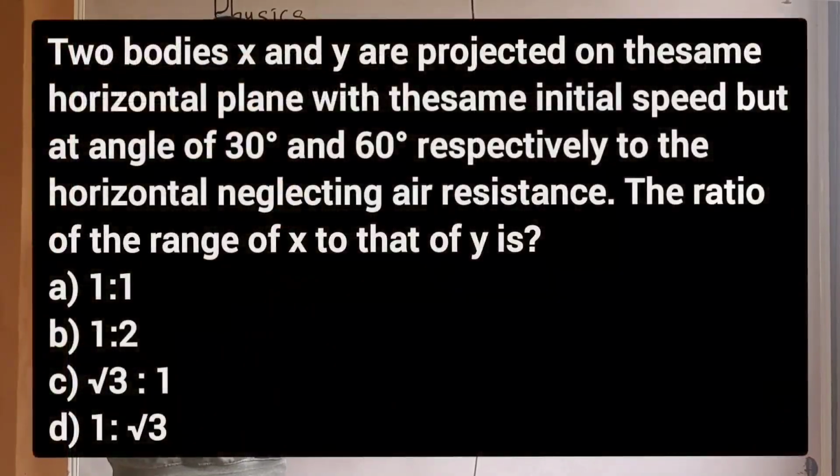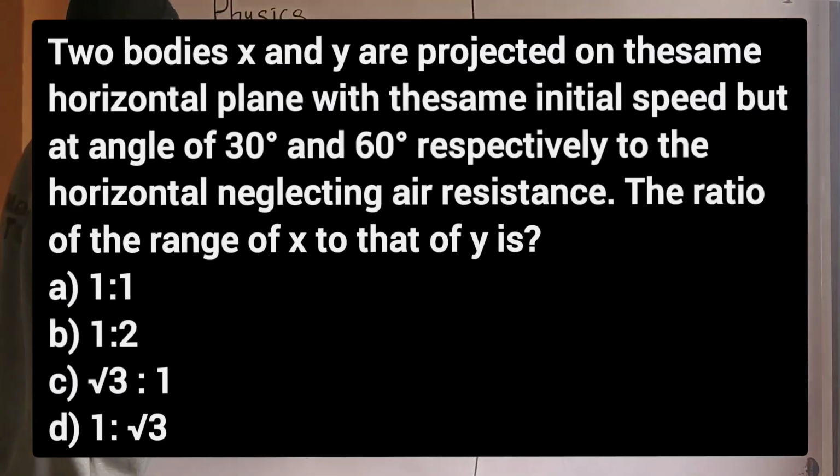Two bodies x and y are projected on the same horizontal plane with the same initial speed but at angles 30 degrees and 60 degrees respectively to the horizontal. Neglecting air resistance, the ratio of the range of x to that of y is: A 1:1, B 1:2, C √3:1, D 1:3. Okay, please kindly pay attention.